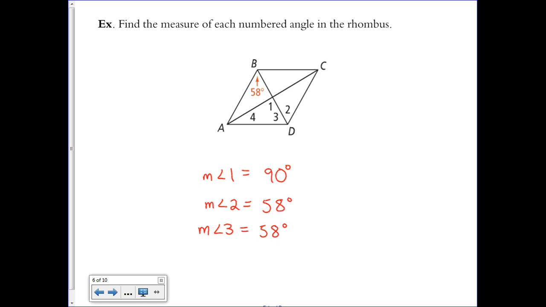And then I can use angles 1, 3, and 4 together. This is just one way of getting angle 4. But I can use angles 1, 3, and 4 adding up to 180 because they make a triangle. So 90 because that's angle 1, and 58 because that's angle 3, plus the measure of angle 4 has to equal 180. So then I'm taking 180, subtracting 90, and subtracting 58. So I get 32 degrees for angle 4 on this figure.